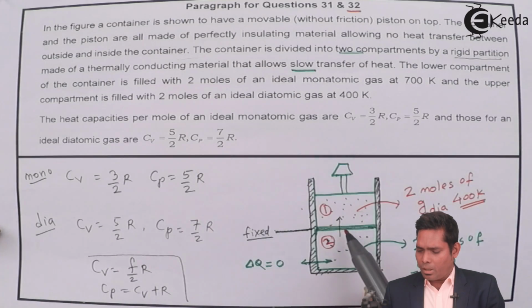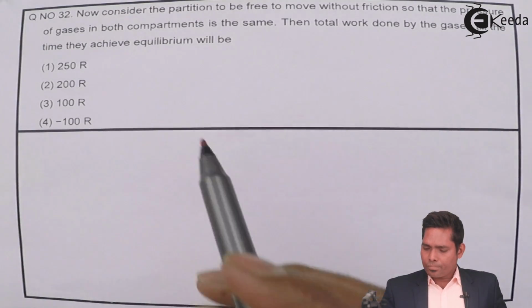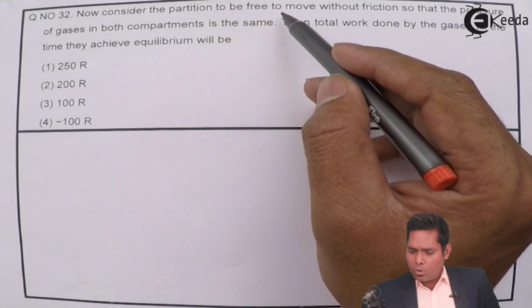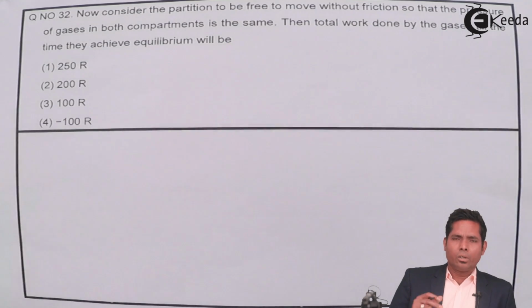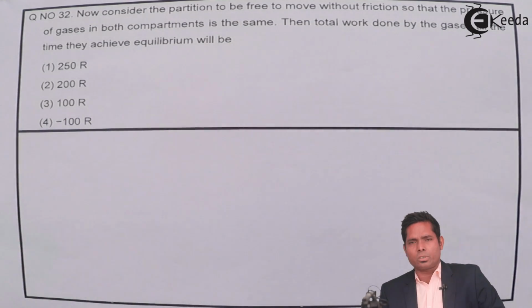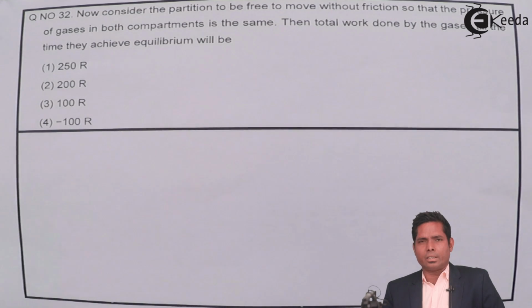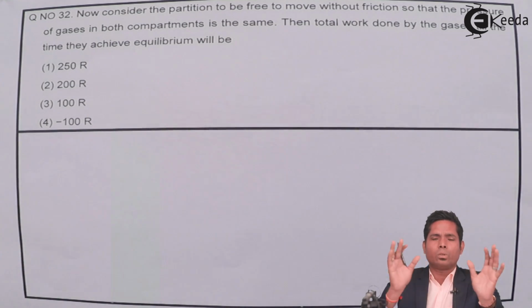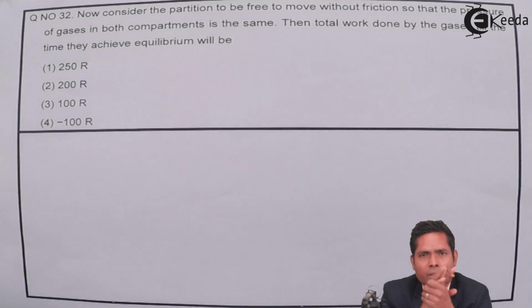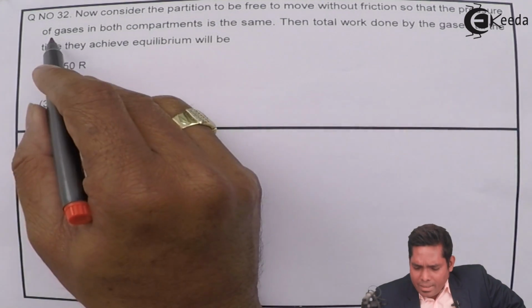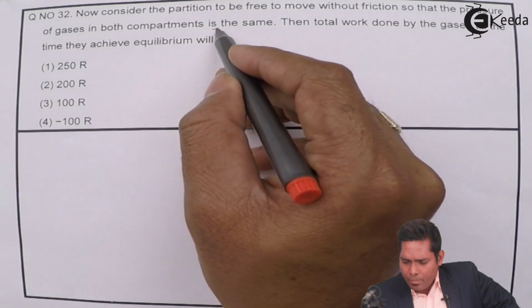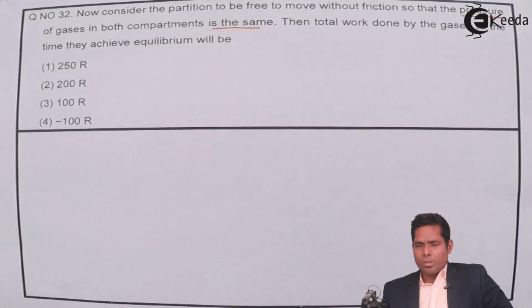The partition is free to move without friction, because if you take friction into consideration, then we have to consider the heat loss due to friction as well. We are saying that the heat is transferred only to the gas and not to the walls of the container or any part of the system, only to the gas. Without friction, the pressure of the gases in both the compartments is the same. What is the same? Pressure is the same. If pressure is the same, it is the case of constant pressure.